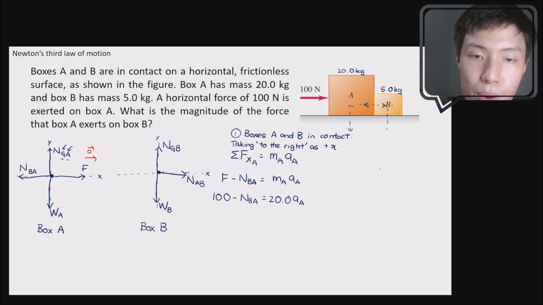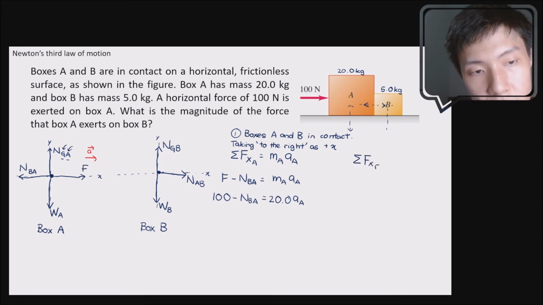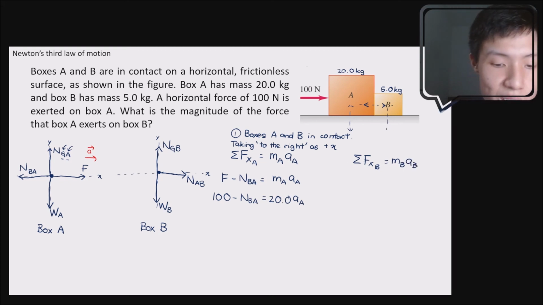So let's take a break for this box A. Let's move on to box B. Because we are focused on the x dimension, let's ignore the y dimension for this. Move on to the x dimension for box B. So for box B, we again do the same thing. We are going to take sum of Fx for box B, and this is equal to mass of B times acceleration of B. Of course, the net force acting on B should be related to the acceleration of B, right?